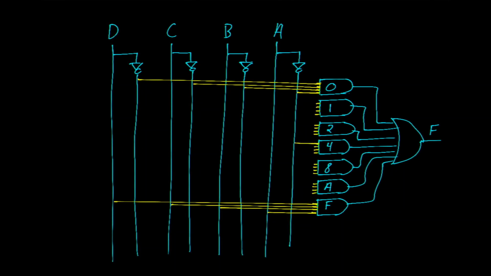Minterm 4 is composed of 0, 1, 0, and 0. We really should be putting dots here to show where the lines connect. So minterm 0 is 0, 0, 0. Minterm 4 is 0, 1, 0, 0. Minterm F is 1, 1, 1, 1.